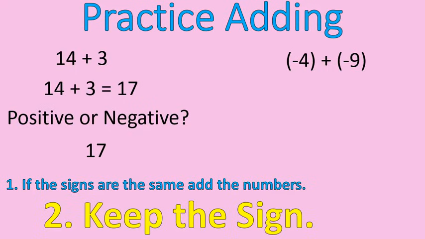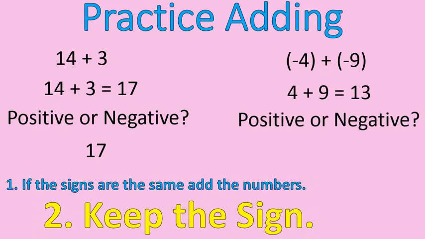Let's move over to this one. -4 plus -9. The signs are the same, so we add the numbers. 4 plus 9 is 13. Is it going to be a positive 13 or a negative 13? Well, we keep the sign, so it's going to be a -13. And that's it for adding. Adding with the same signs and adding with different signs.